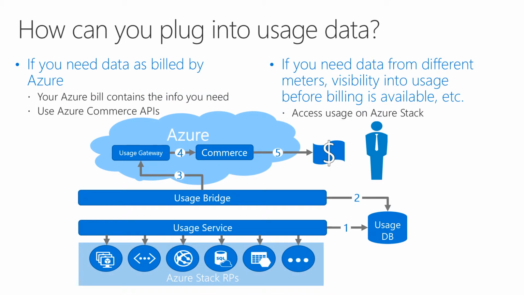Programmatically, there are two routes to get usage data. If you need access to the data as it is billed by Azure, you can use the Azure Commerce APIs. But if you need access to the data directly from Azure Stack to view some different meters or gain insights before billing data is available, you can query the APIs built into Azure Stack.